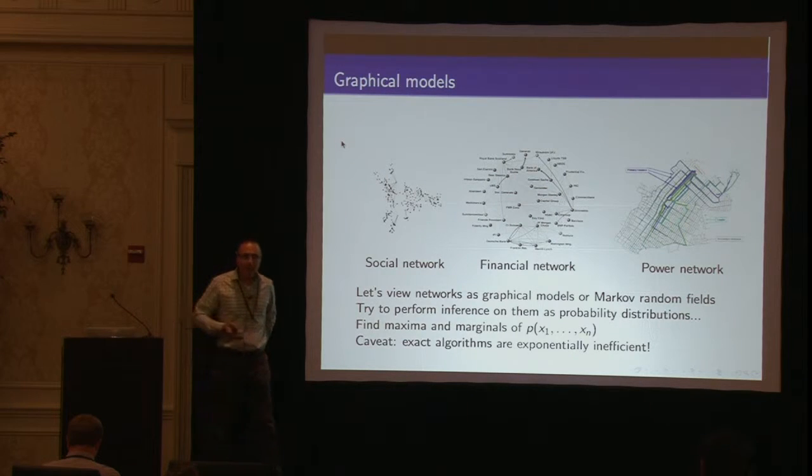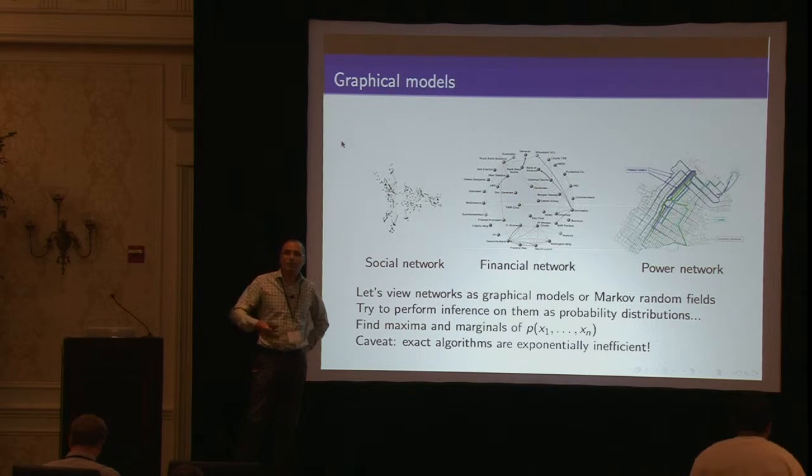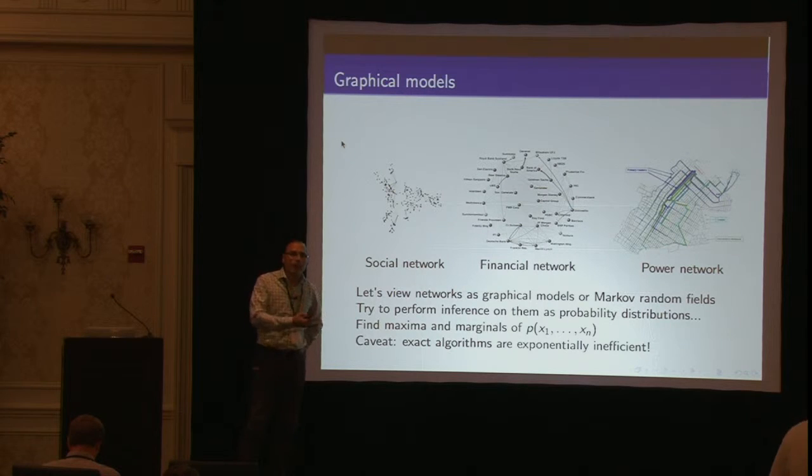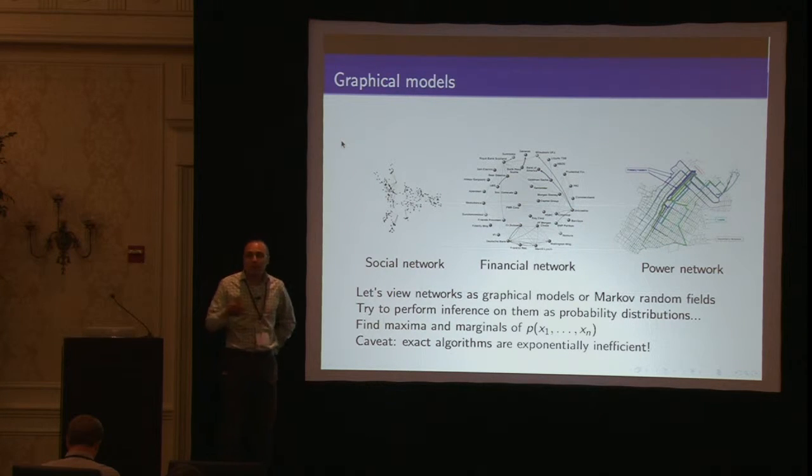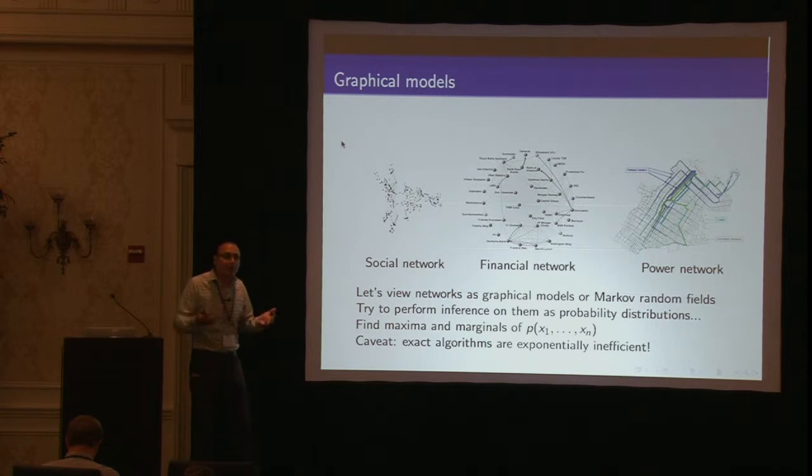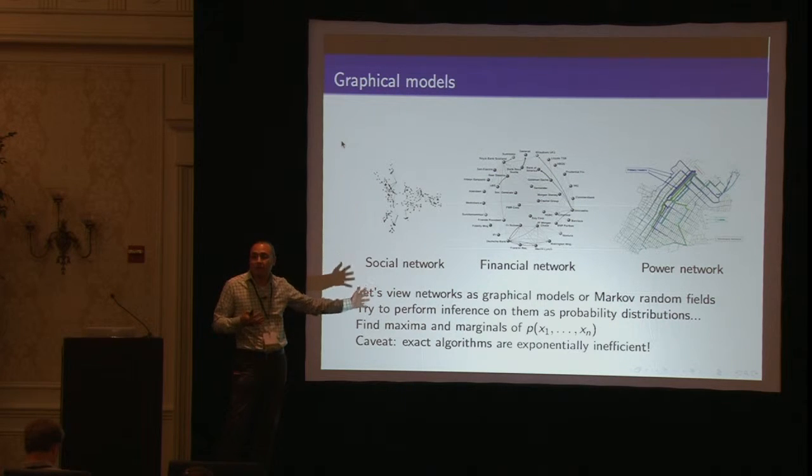So I'm interested in networks, large graphs like social networks or power networks or financial networks where you've got a lot of nodes interacting with edges. And one way to view these graphs is as a graphical model or a Markov random field. And really what a graphical model is, is a marriage of graph theory with probability theory. And what we like to do in my group is to look at these big graphs and view them as big probability distributions. And so there might be n nodes in this network.